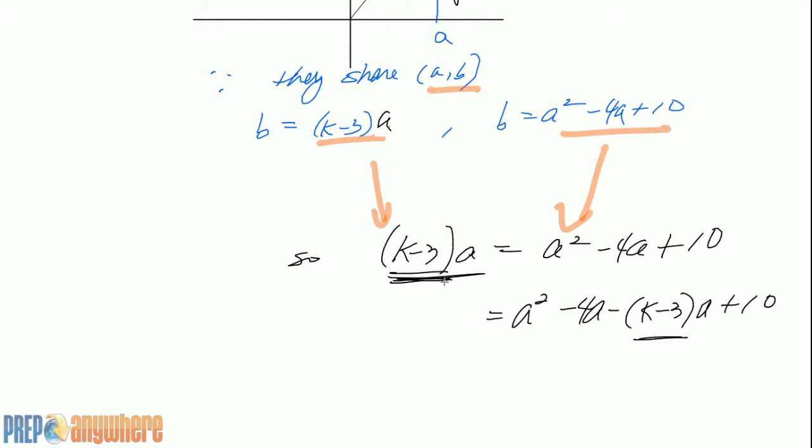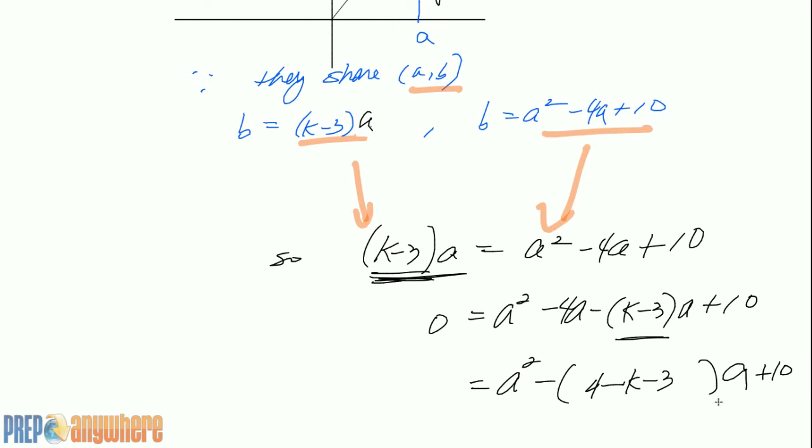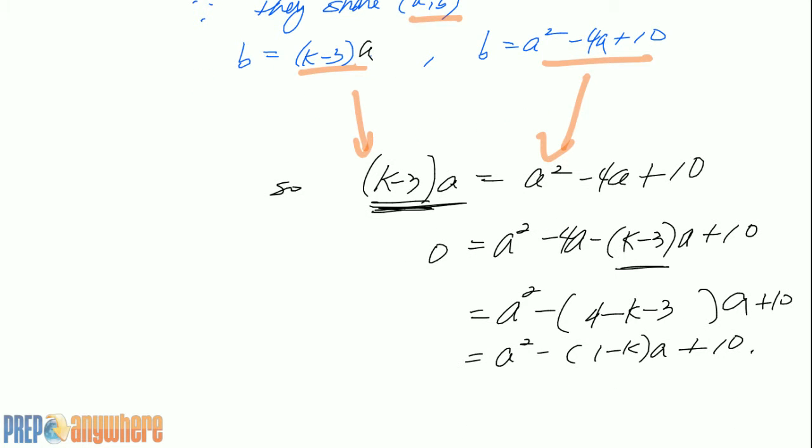Okay, did everybody follow? I just moved that to the other side by subtracting both sides by the same amount. Let me factor out an A, like that, and I get A squared minus (4 minus K minus 3)A plus 10. I did this because this is in the standard form. I think it's called maybe the general form of a quadratic, ax squared plus bx plus c.